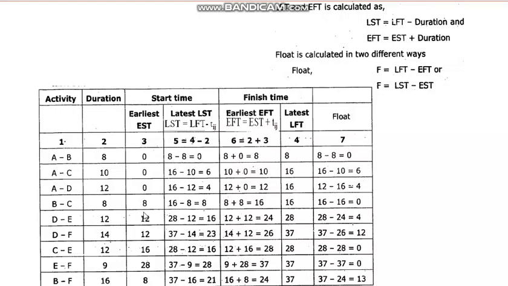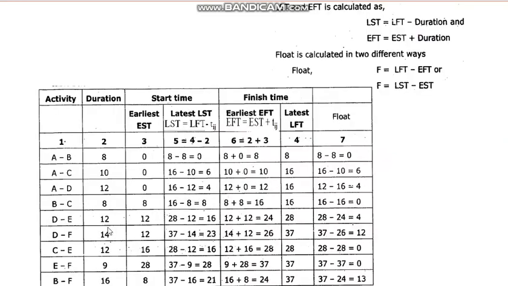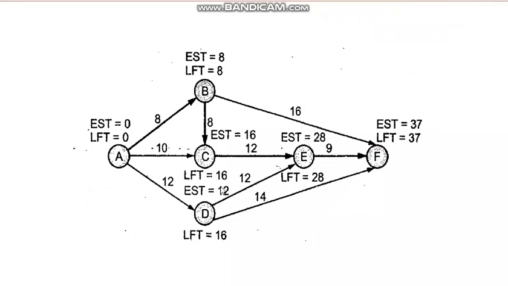Now when you come to BC, let us see in the diagram. BC has earliest start time 8 and latest finish time 16. For this activity we are not saying node. When you say BC, it is the activity BC. Earliest start time and latest finish time, these two values are 8 and 16.